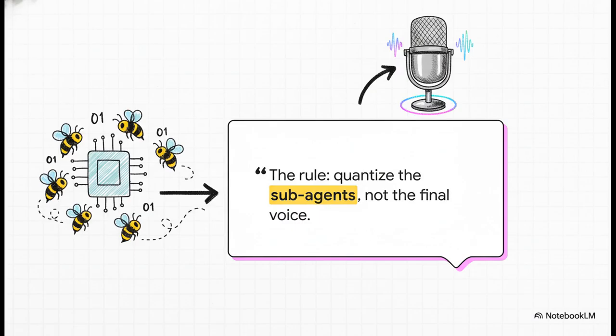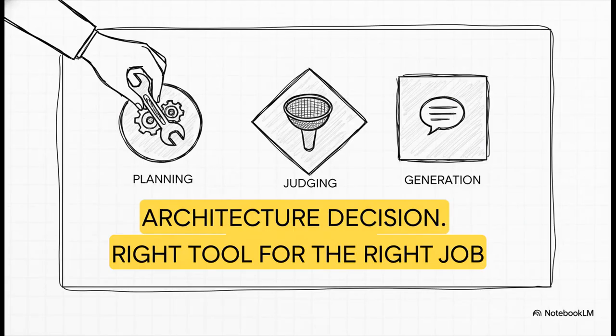Seriously, if you walk away with just one thing today, let it be this rule. Quantize the sub-agents, not the final voice. The worker bees inside your system, they can and they should be hyper-efficient, but the agent that actually speaks to your user needs to be your absolute highest quality model. So let's be crystal clear about this. Quantization isn't a compromise. It's an architecture decision. The teams out there that are saving 60, 70% on their inference bills, they aren't running worse AI. They're running smarter, more thoughtfully designed systems that use the right tool for the right job.